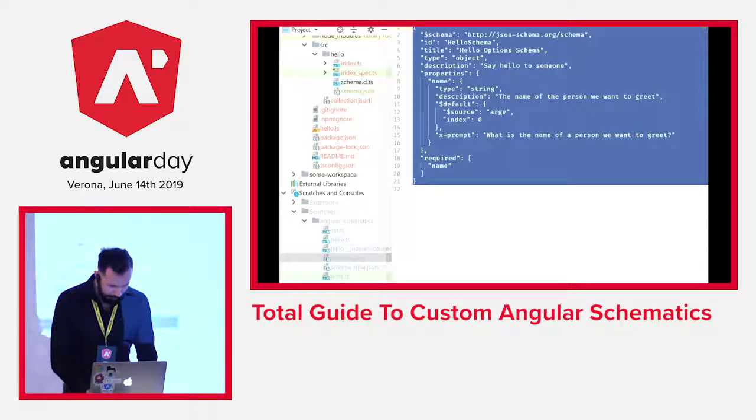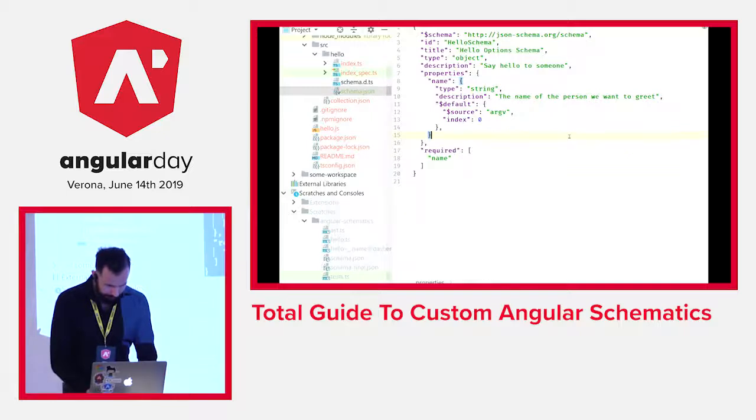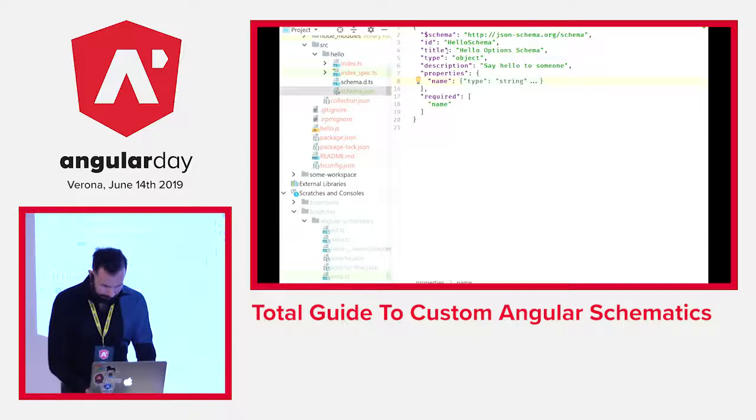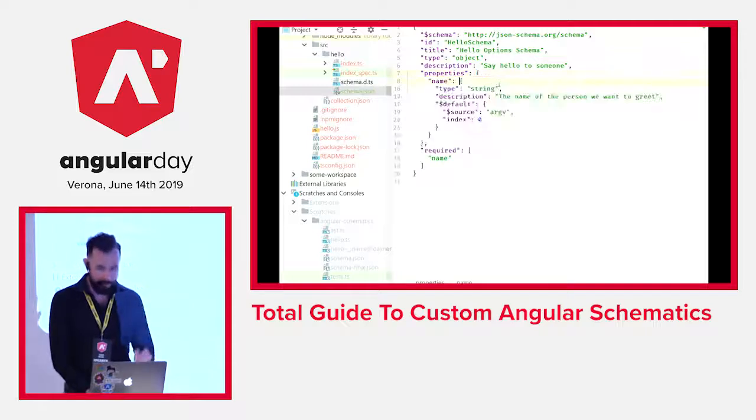And then schema.json is a bit longer, so I will copy it and put it in here. So basically, if you look at this, this contains some metadata, so we see that the title of this schematic is hello option schema, and then the description is hello, say hello to someone. And the most important is the object which lists all the supported properties which we can pass into schematics. So for us, this is the name, and it's also required. And we see that this name is of type string, and again there is a nice description.